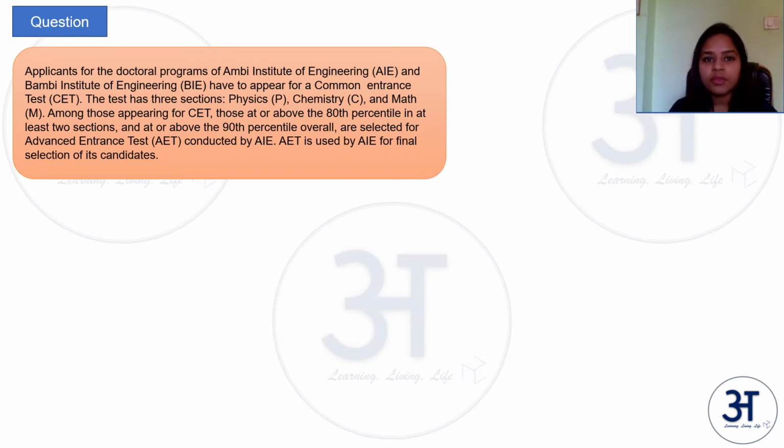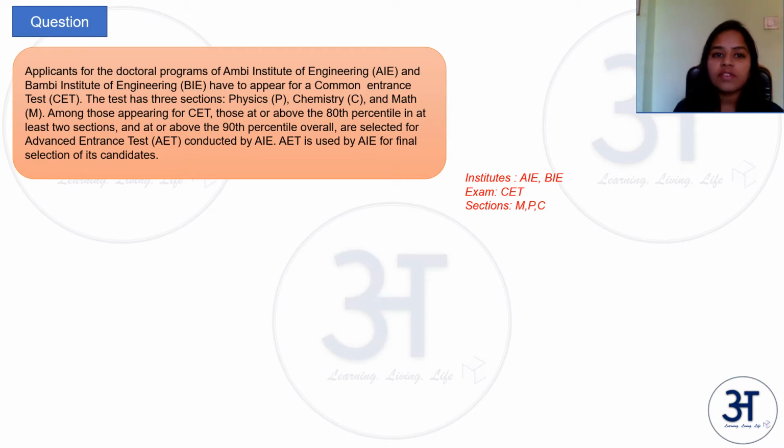Applicants for the doctoral programs of AIE and BIE. So there are two institutes, AIE and BIE, and the applicants for this have to appear for an exam called CET, Common Entrance Test. The test has three sections: physics, chemistry and mathematics. So it has three sections, M, P and C.